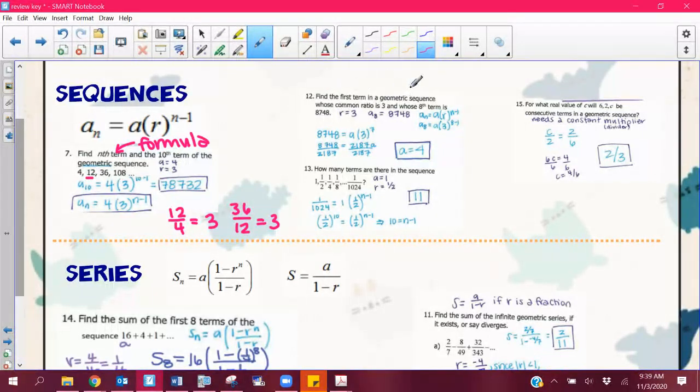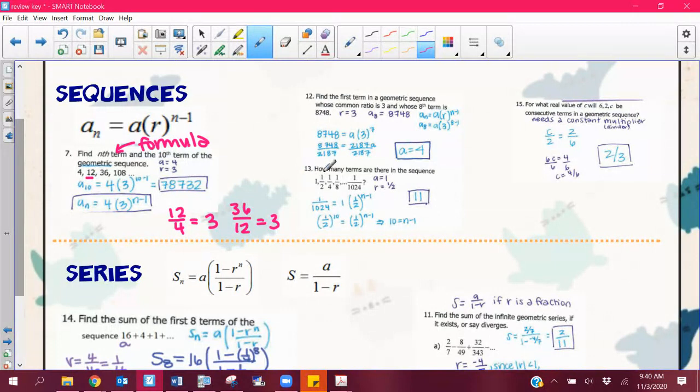This one says find the first term in a geometric sequence whose common ratio is 3 and whose 8th term is that big number. So again, I listed out what I know. And then if you think about this formula, that's what you're going to do. You're going to plug into this first formula. I know what a sub 8 is, so I'm going to plug in 8 for n. And in this case, my 8th term is 8,748. So I'm going to say 8,748 equals a times 3 to the 8 minus 1, which is 7. And then it's just an equation to solve. Get some numbers out of it, divide, you're good.